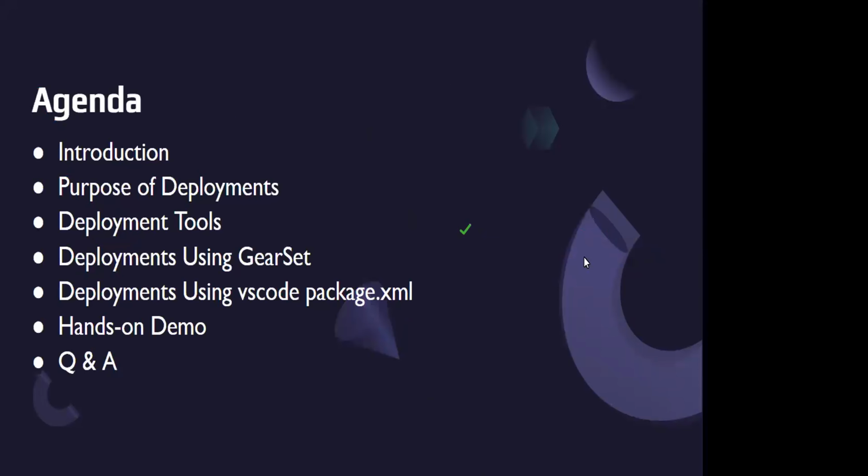We'll go to the agenda. We'll discuss the introduction of deployment, what is deployment, purpose of deployments, and different deployment tools. And we'll focus more on deployments using Gearset and deployments using the VS Code package.xml file. And we'll have a hands-on live demo on these two topics. And later we'll move on to the questions.